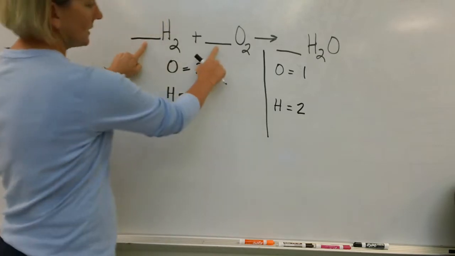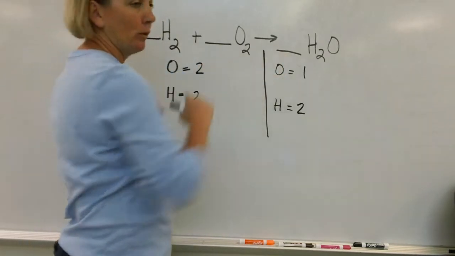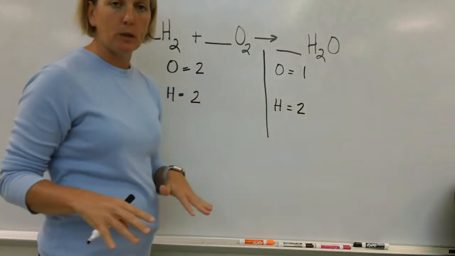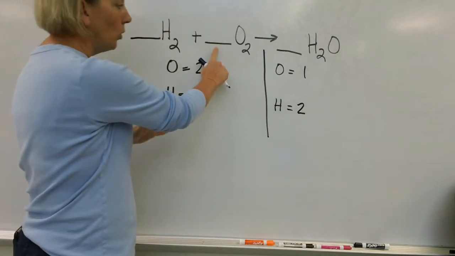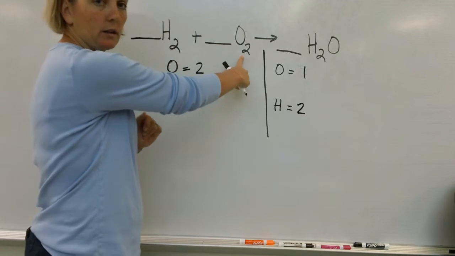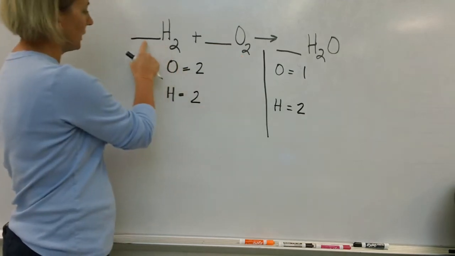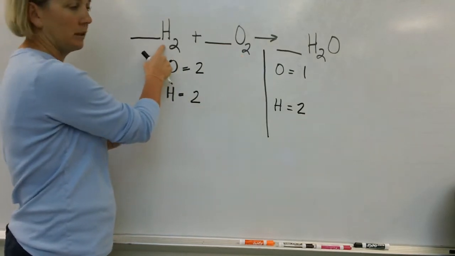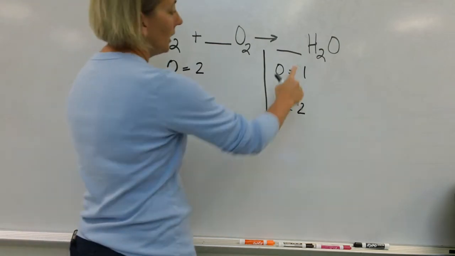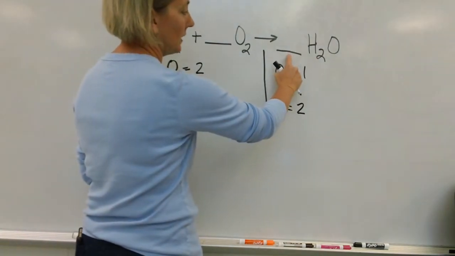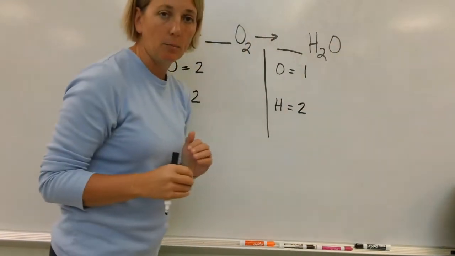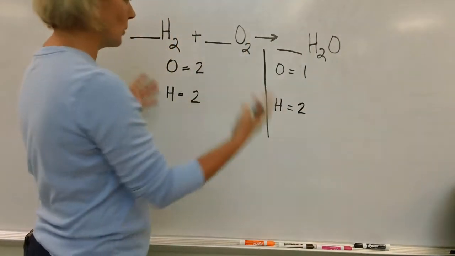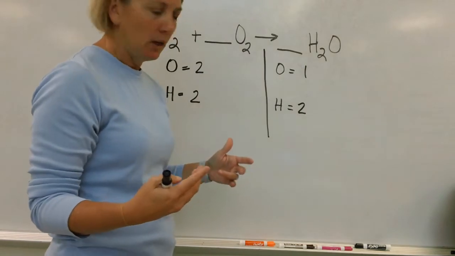So I've put lines here. This is where we can write a coefficient. This is the only place we can write a coefficient, which means if I put a coefficient here, the only thing being impacted is this oxygen. If I put a coefficient here, the only thing that would be affected is this hydrogen. But if I put a coefficient on this line, it impacts both hydrogen and oxygen because that is a compound, okay?